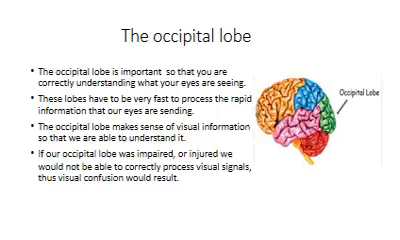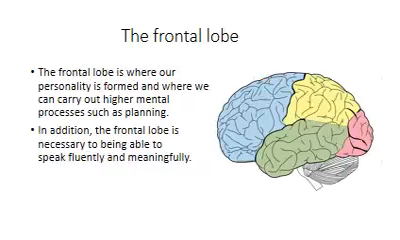The occipital lobe. The occipital lobe is important so that you are correctly understanding what your eyes are seeing. These lobes have to be very fast to process rapid information that our eyes are sending. The occipital lobe makes sense of visual information so that we are able to understand it. If our occipital lobe is impaired or injured, we will not be able to correctly process visual signals, thus visual confusion would result.